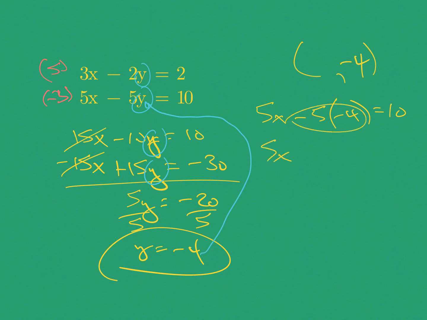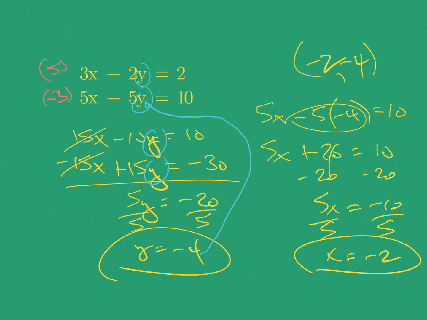What's negative 4 times negative 5? Positive 20. What's next? Thank you. Subtract 20. Good. 5x equals what? Negative 10. Divide both sides by 5. And x is indeed a negative 2. Whoops. So negative 2, negative 4 is our solution. Negative 2, negative 4 is our solution.